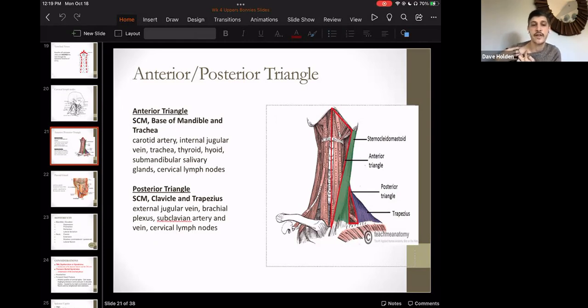We have the external jugular vein, we have the brachial plexus, we have the subclavian artery, which is another important artery, as well as cervical lymph nodes located down here. Lots of delicate structures. Again, just need to be careful working in this area. Doesn't mean you can't touch it, just means, you know, maybe don't throw bows at it. Elbows, for the uninitiated.